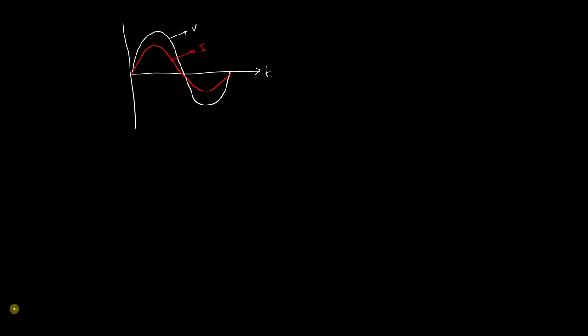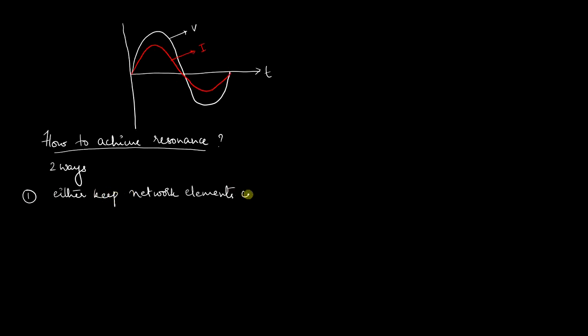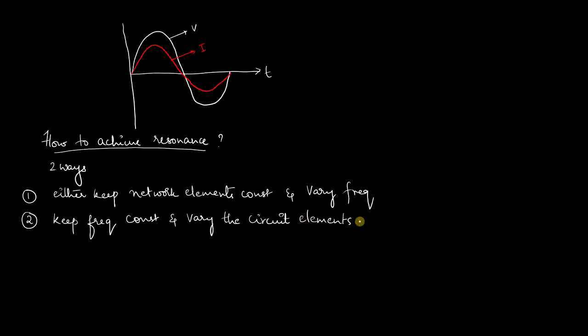The next question that comes to our mind is how to achieve this resonance, or the resonance condition. To achieve resonance, we have two ways. The first thing that you can do is keep the network elements constant and vary the frequency, because you know we are dealing with AC circuits, right? So this is dependent on frequency. Or keep the frequency constant and vary the network elements or the circuit elements. So to achieve resonance, you can do it either way.